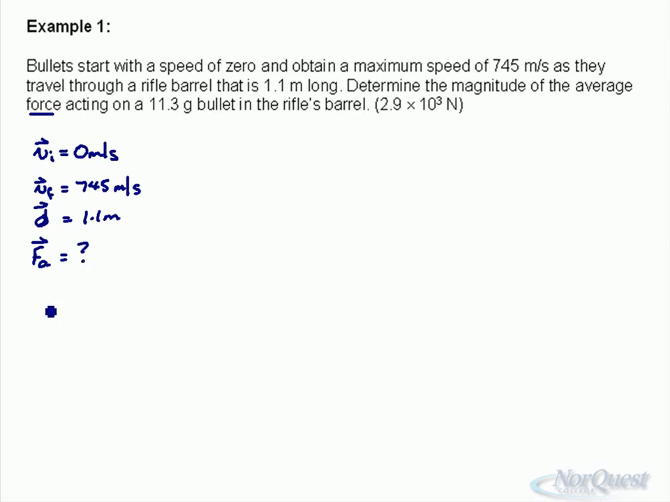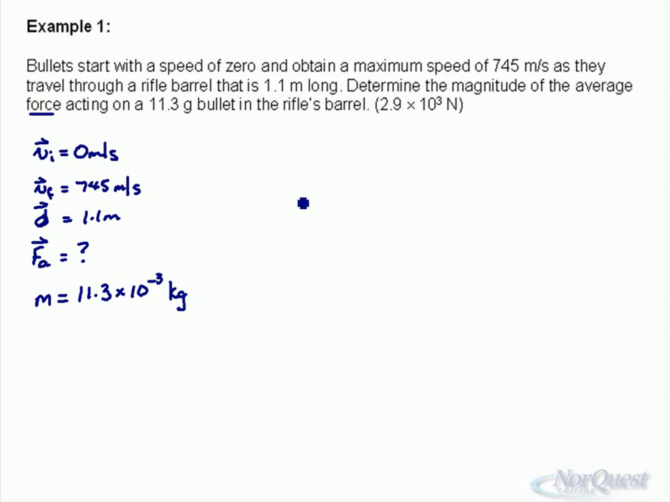And they give us the mass in grams. So I'm going to change that to kilograms right now. I know that 11.3 grams is 11.3 times 10 to the negative 3 kilograms. So I'll change that to the proper units right off the bat.